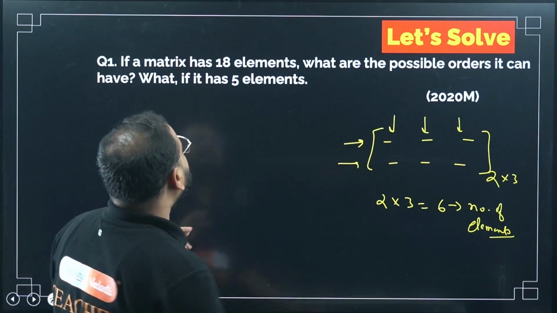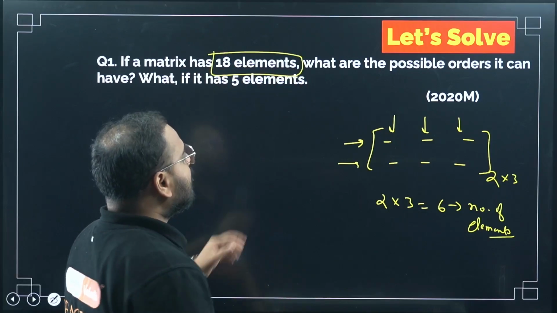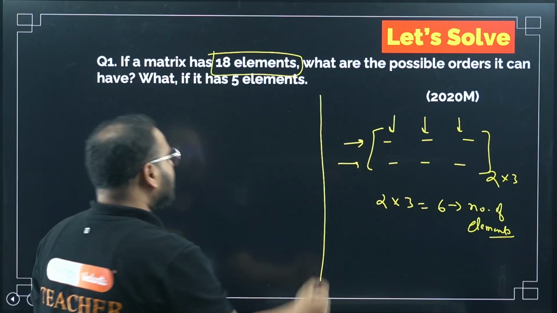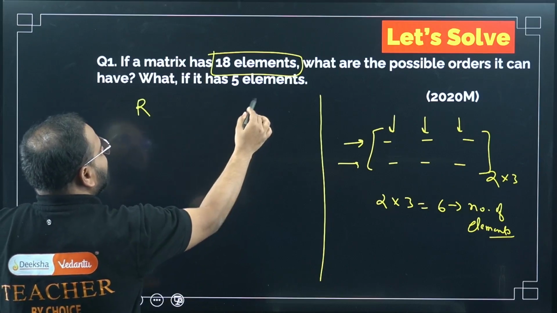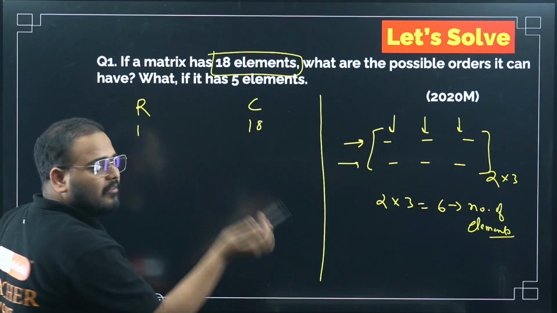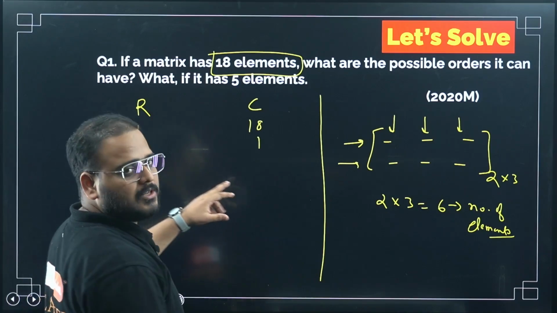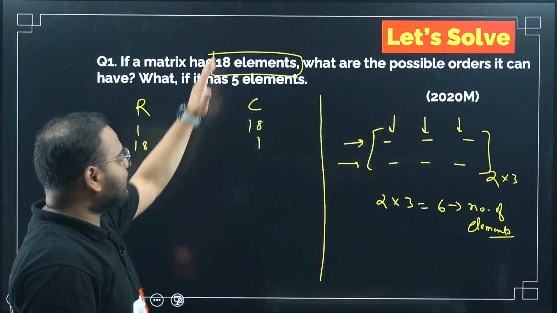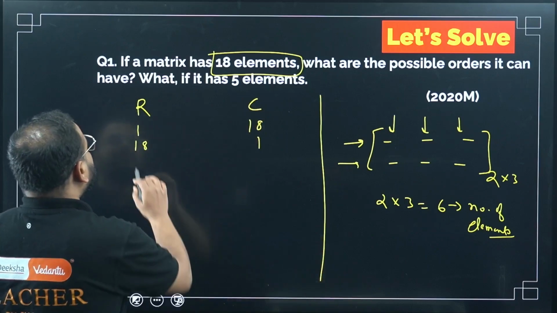In this question, they're saying that a matrix has a total of 18 elements. Find the possible orders. I can have one row and 18 columns, or vice versa, 18 rows and 1 column. In one row I have 18 elements written horizontally, so 18 columns, or I can have all 18 elements written vertically in one column, so 18 rows. So that is possible.